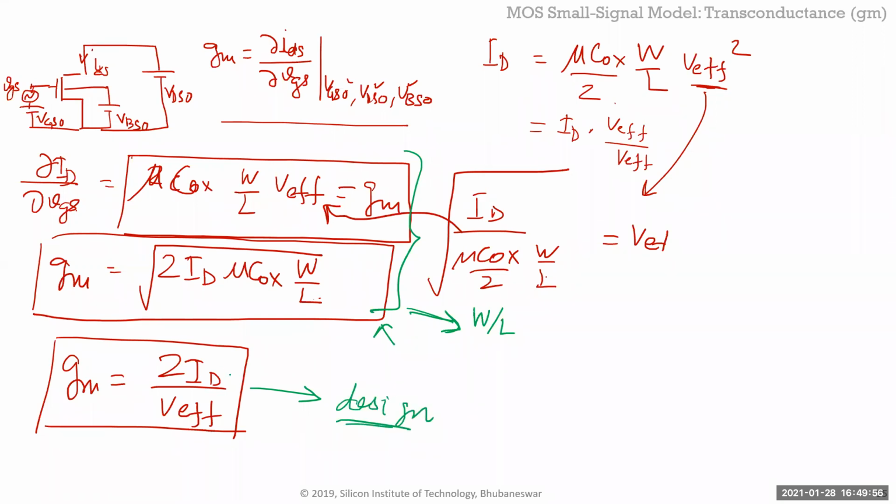The reason for that is you don't know W over L. You're trying to find W over L, but you know your current budget and your voltage headroom budget. Based on that, you're trying to figure out what's the max GM you can get, and then you use the equation to find out W over L. So this is one of the equations you should always be remembering.